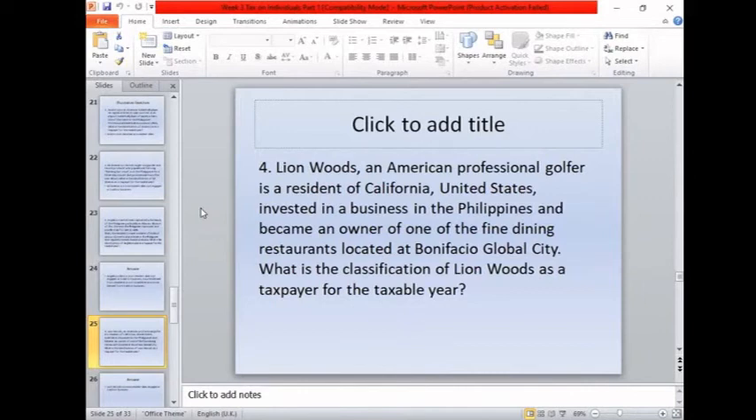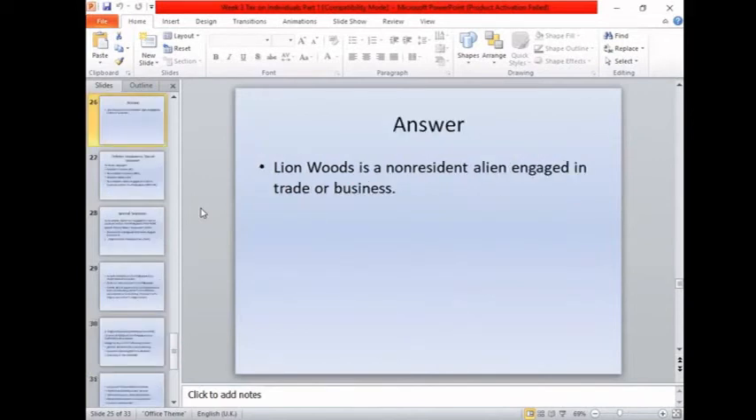So please take note, he's an American golfer and Lion Woods has a business, a fine dining restaurant, and investment in the Philippines. So the question is, what is the classification of Lion Woods as a taxpayer for the taxable year? So the answer is that Lion Woods is a non-resident alien engaged in trade or business. Well, of course, based on the illustration, he owns and operates a fine dining restaurant here in the Philippines. So that is the business income of Lion Woods. So therefore, he is considered a non-resident alien engaged in trade or business.